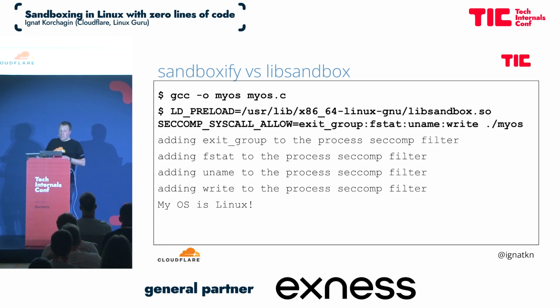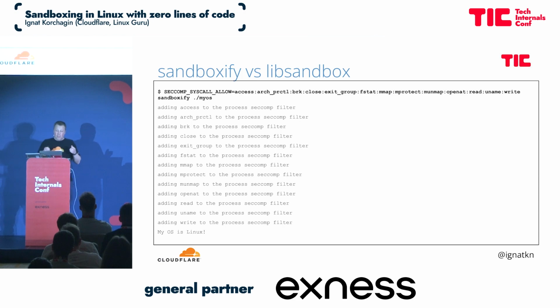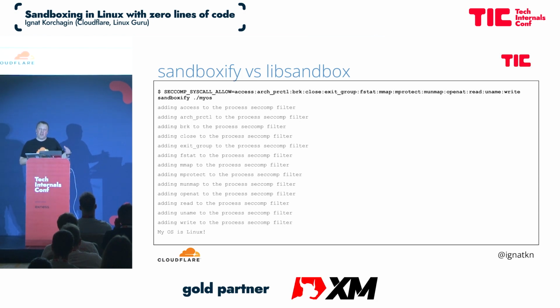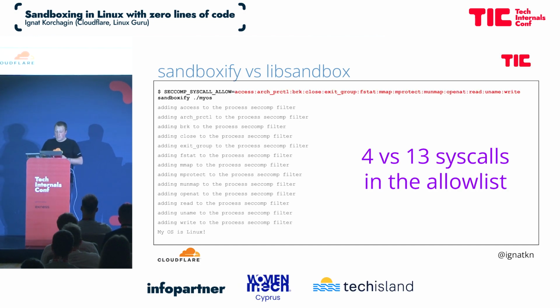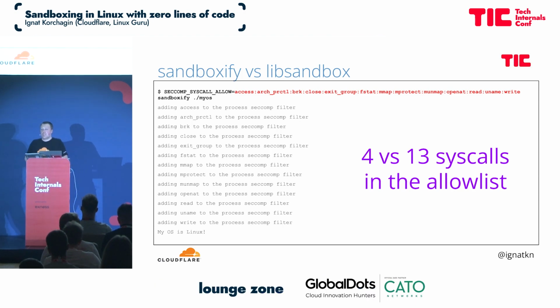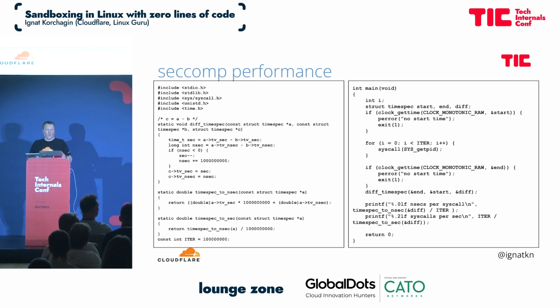Now, if we try to run the same application, but through the Sandboxify launcher, because the runtime init stage is included now, as you can see, we now need to allow many more system calls for the application to execute properly. And this is the difference for this particular case: either you have 4 system calls in your allow list or 13 system calls in the allow list. The less is better because your eventual attack surface will be much smaller, right? Cool.